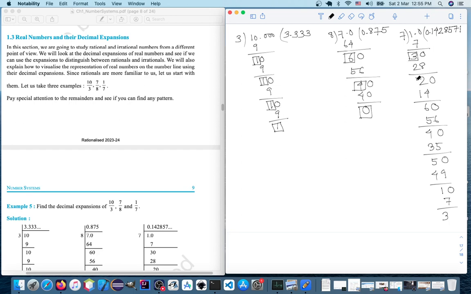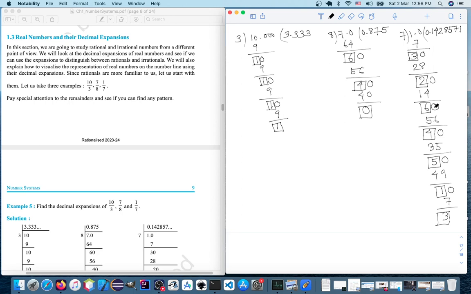3. Then we got 2. Then we got 6. Then we got 4. Then we got 5. Then we got 1. And 3 started repeating. The first remainder was 3, then it was 2, 6, 4, 5, 1, then 3. Again it started with 3. So after 3 it will be 2. So this is the decimal expansion.